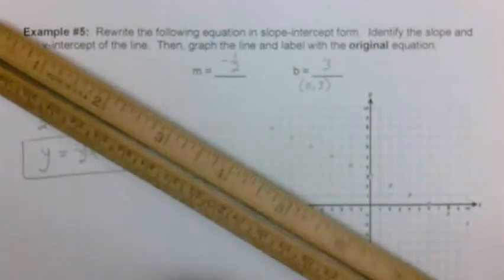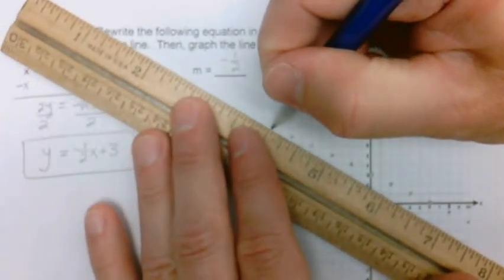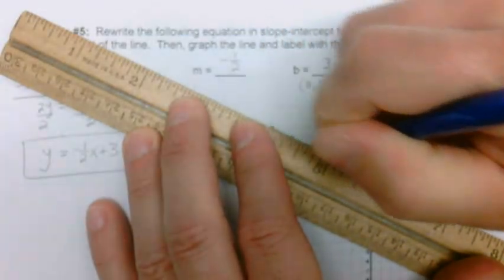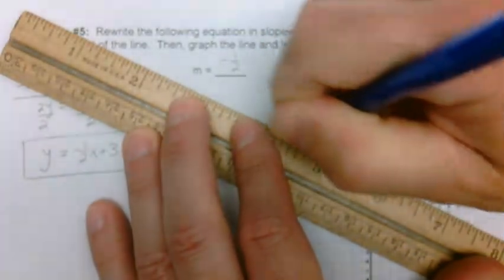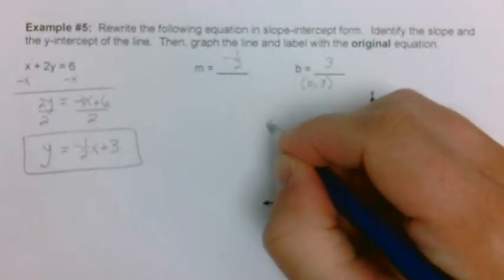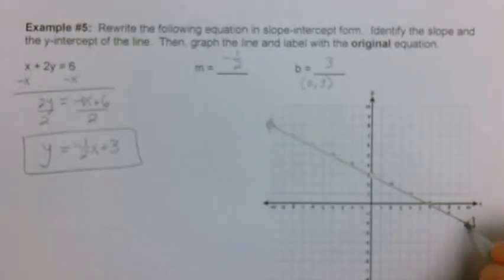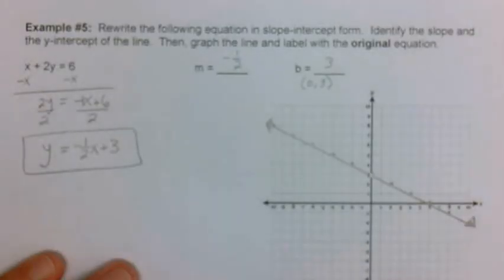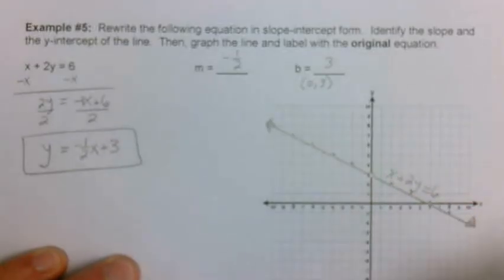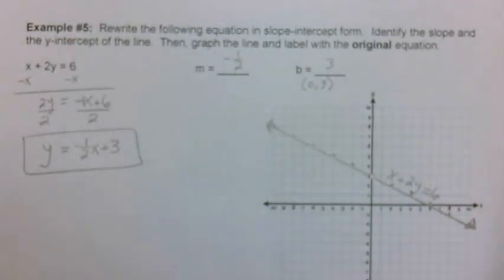Now we'll use our ruler. Connect all of our points. And our line will look something like that right there. Okay, arrows on both ends. And again, label it with the original equation. This is x plus 2y is equal to 6.